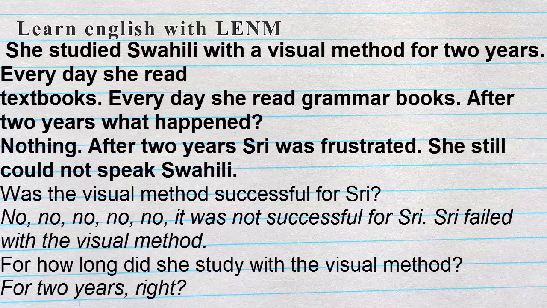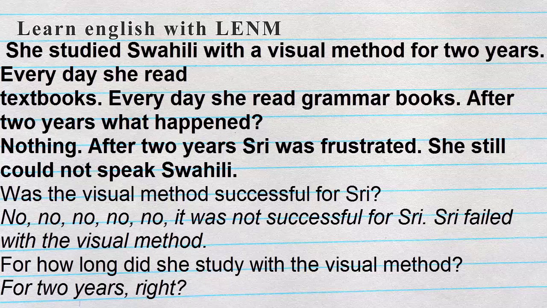She studied Swahili with a visual method for 2 years. Every day she read textbooks. Every day she read grammar books. After 2 years, what happened? Nothing. After 2 years, Shri was frustrated. She still could not speak Swahili. Was the visual method successful for Shri? No. It was not successful for Shri. Shri failed with the visual method.